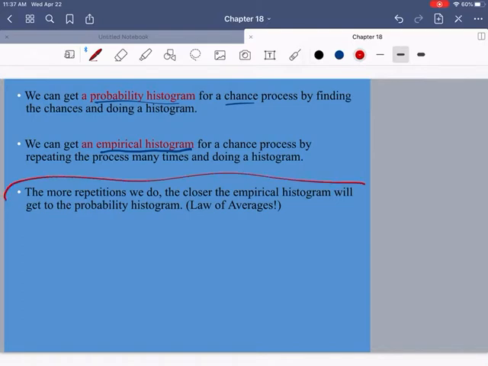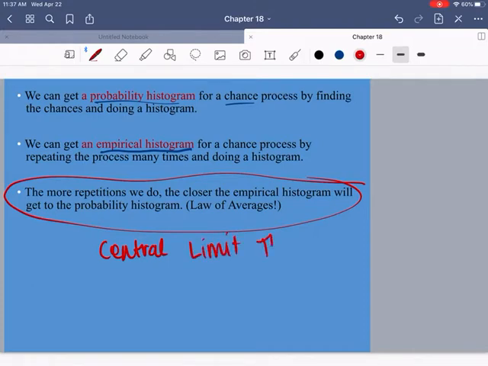And here is the important thing. This is called the central limit theorem. It says the more repetitions we do, the closer the empirical histogram will get to the probability histogram. So again, that's saying as we do the experiment over and over and over again, what we get is going to get closer and closer to what we would expect to get. So this is what we get. This is what we expect. Another word for get is observe.